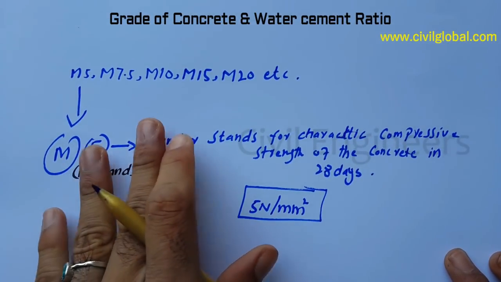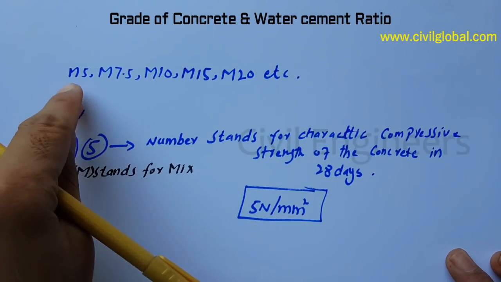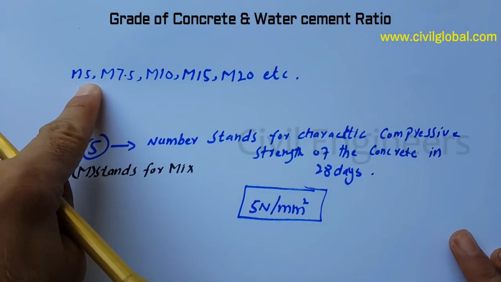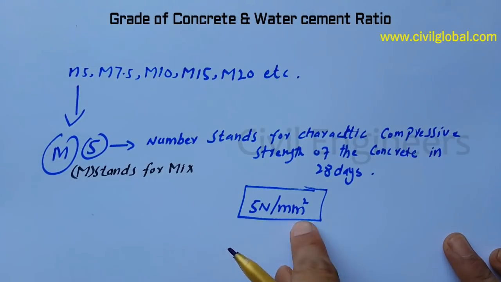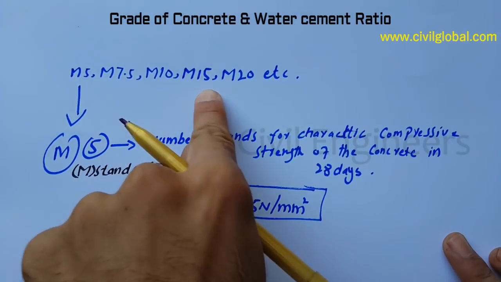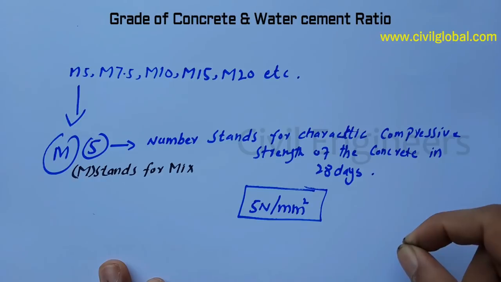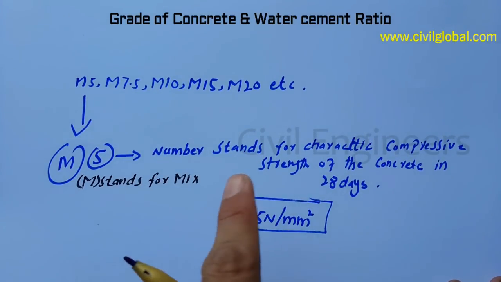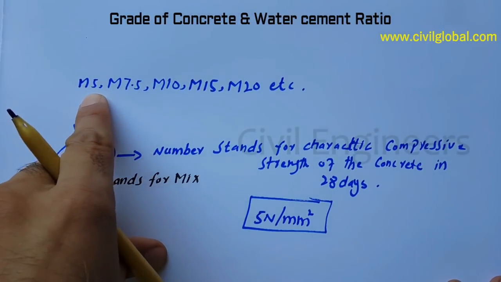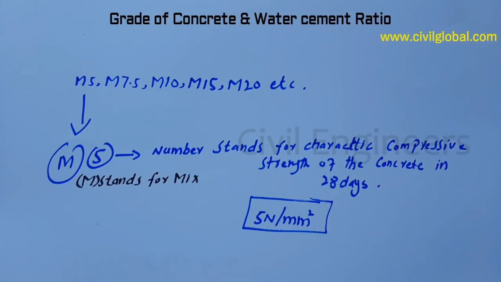So this is the simple definition of grade of concrete: if you use M5, it will gain 5 newton per mm square after 28 days, same as M7.5, M10, M15, M20, etc. Now in the next step, I will show you how much water and water cement ratio are required for M5, M7.5, M10, M15, M20, etc.